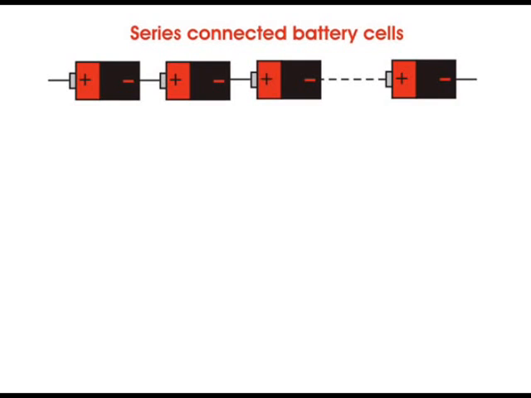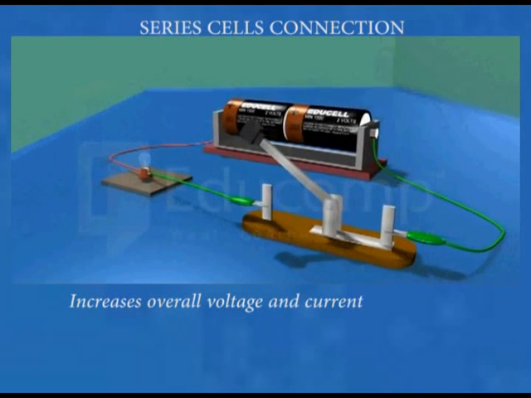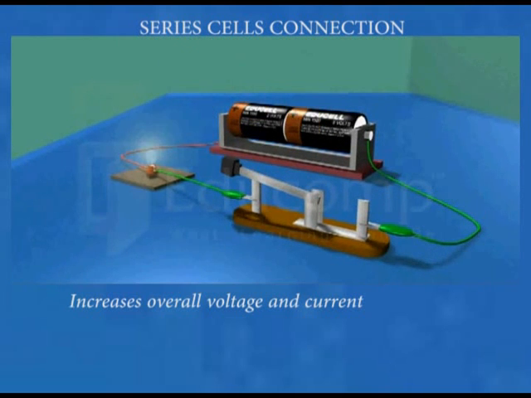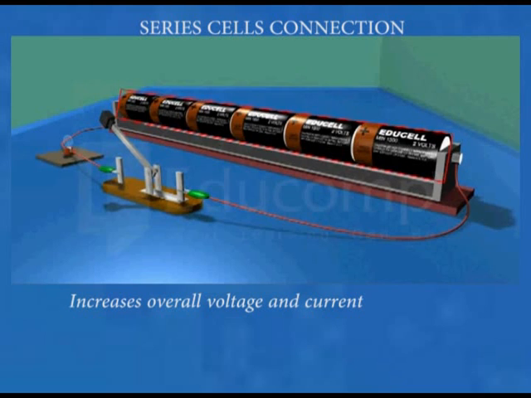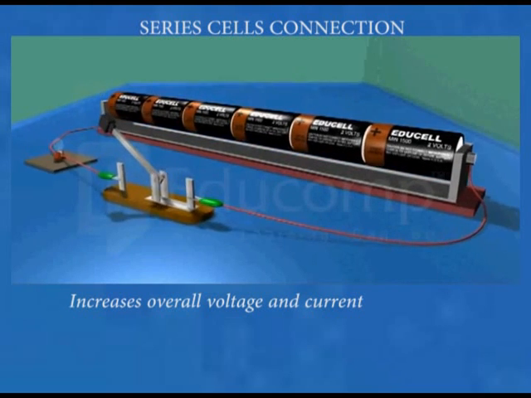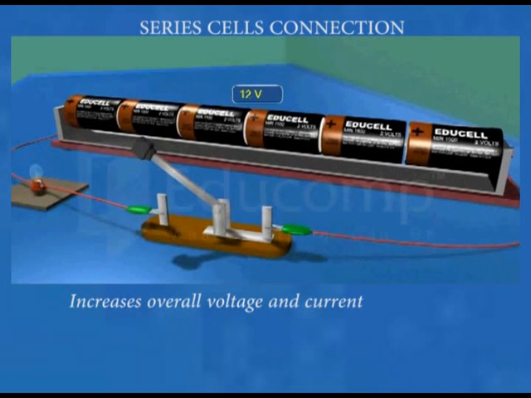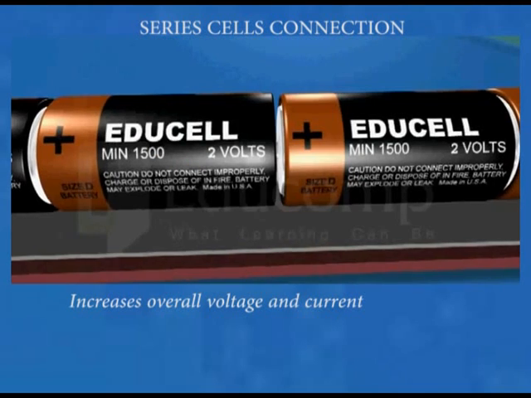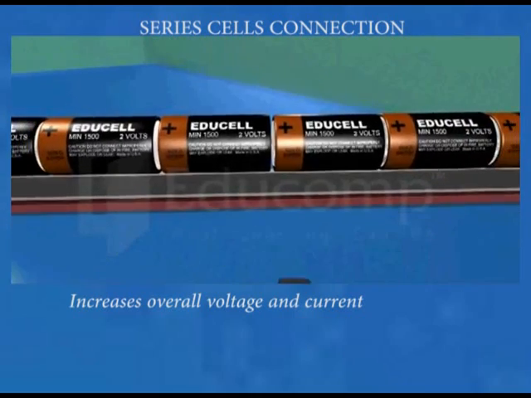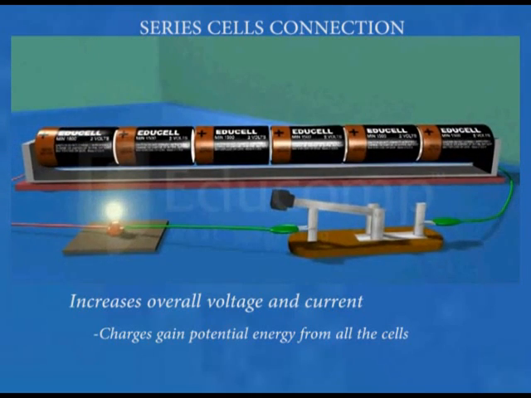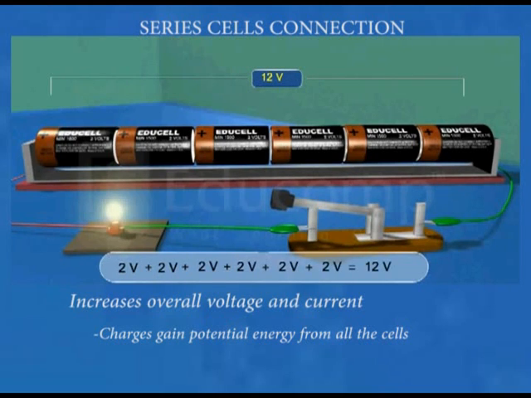Cells connected in series have the positive terminal of one cell connected to the negative terminal of another cell. This increases the overall voltage and hence the current. Shown here are 6 cells of 2 volts each connected in series to form a 12 volts battery. You can see that a series connection provides an increased EMF, and this is because charges gain potential energy from all the 6 cells as they pass through them. The combined EMF here is 12 volts, calculated by adding individual EMF.